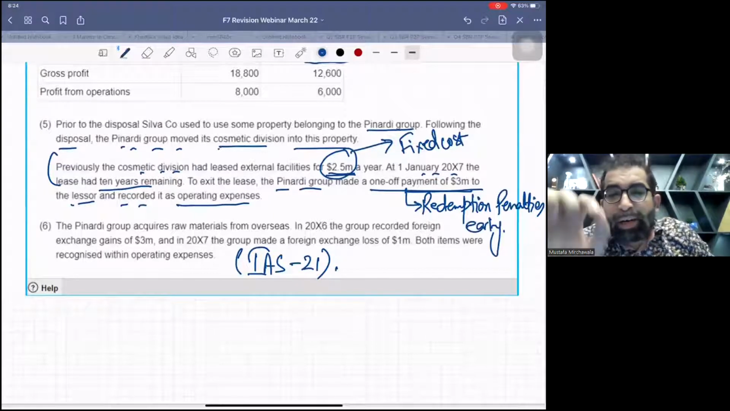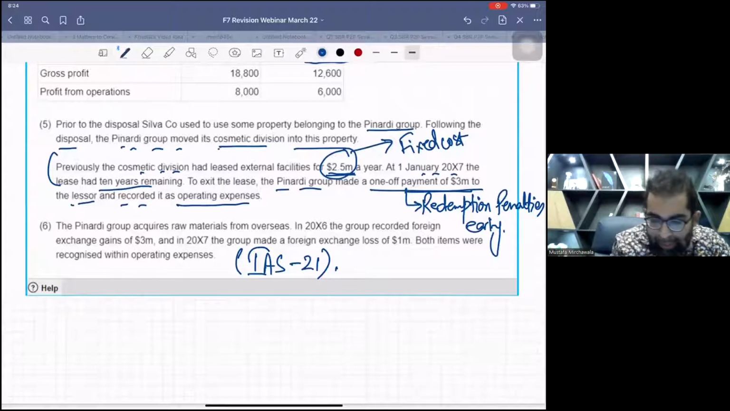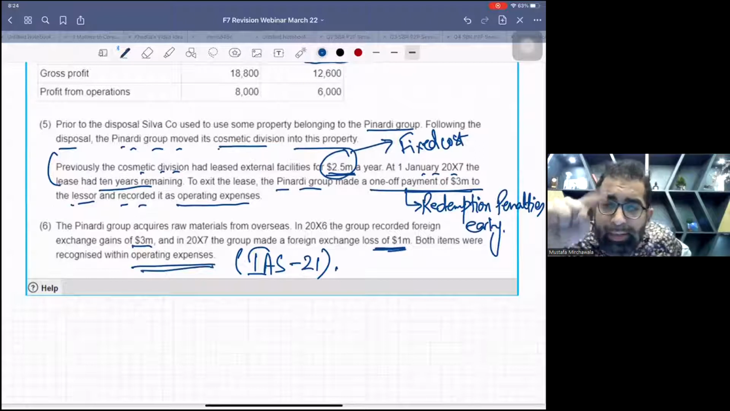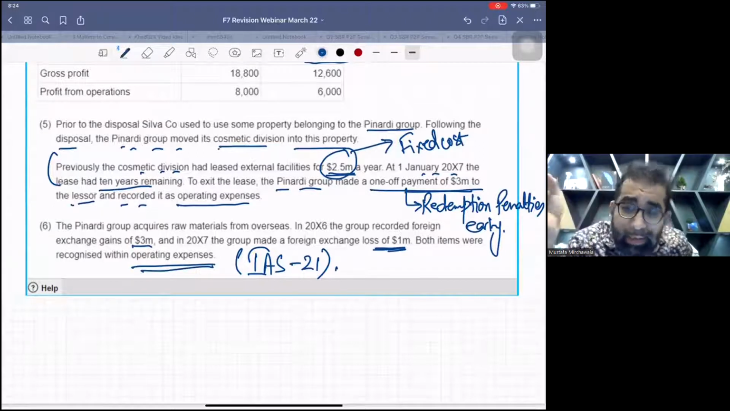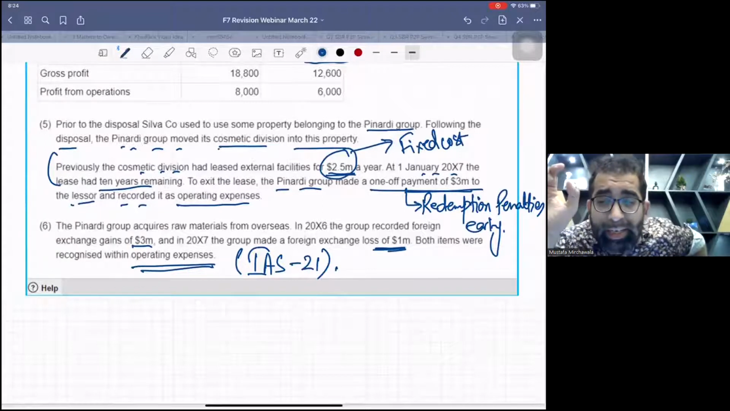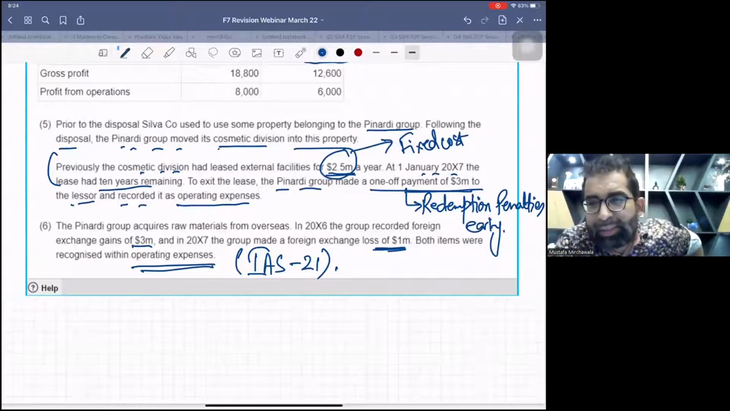In 2006, the group recorded a foreign exchange gain. Last year, it was a gain. And in 2007, the group made a foreign exchange loss. Both items were recognized in operating expenses. You can highlight that last year there was a gain and this year it is a loss. So this year your operating expenses will be a little higher because of this.